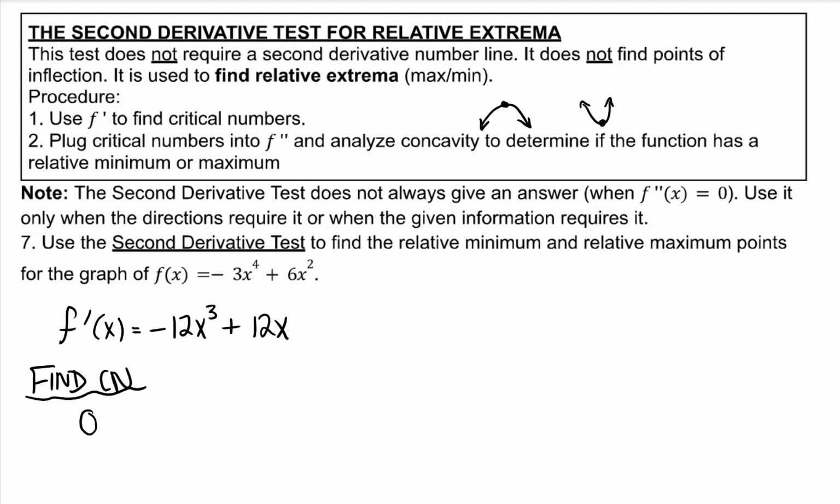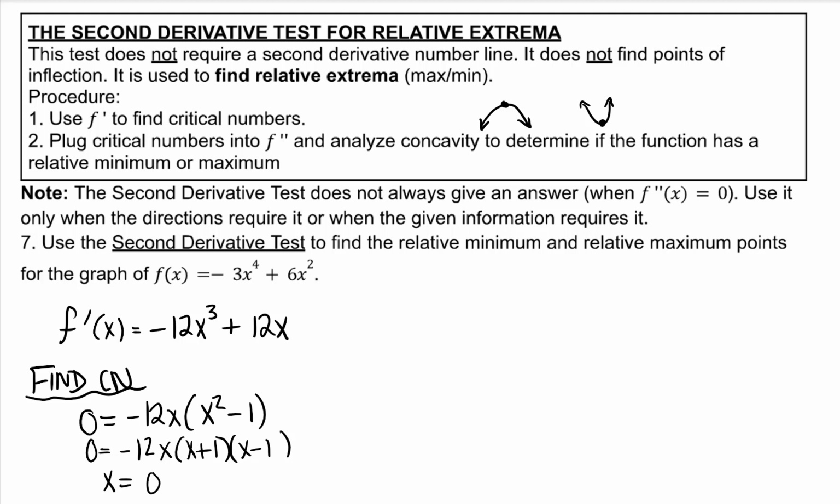Critical numbers occur when the derivative is equal to 0 or when it's undefined. Here it's not undefined because it's a polynomial, so let's just factor and solve, make it equal to 0. So we have three critical numbers, x equals 0, x equals -1, and x equals +1. We don't need to make a number line, but we do need to find the second derivative. Then plug in your critical numbers to evaluate the concavity at each.